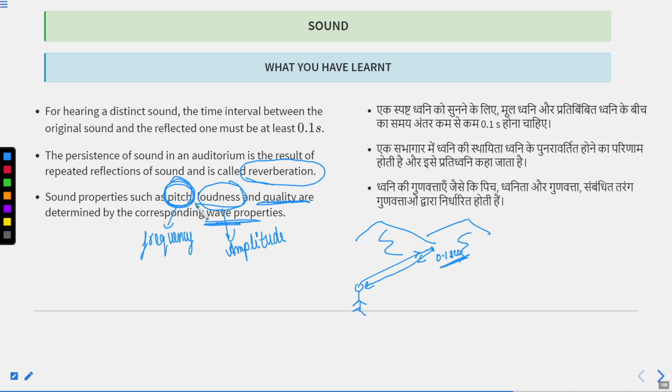So pitch, loudness, and quality show that sound has wave properties. Sound is a wave because it has frequency and amplitude. How much energy we give can increase the amplitude, and how fast the source is vibrating gives the frequency. So it corresponds to the wave property of sound. Sound consists of waves.